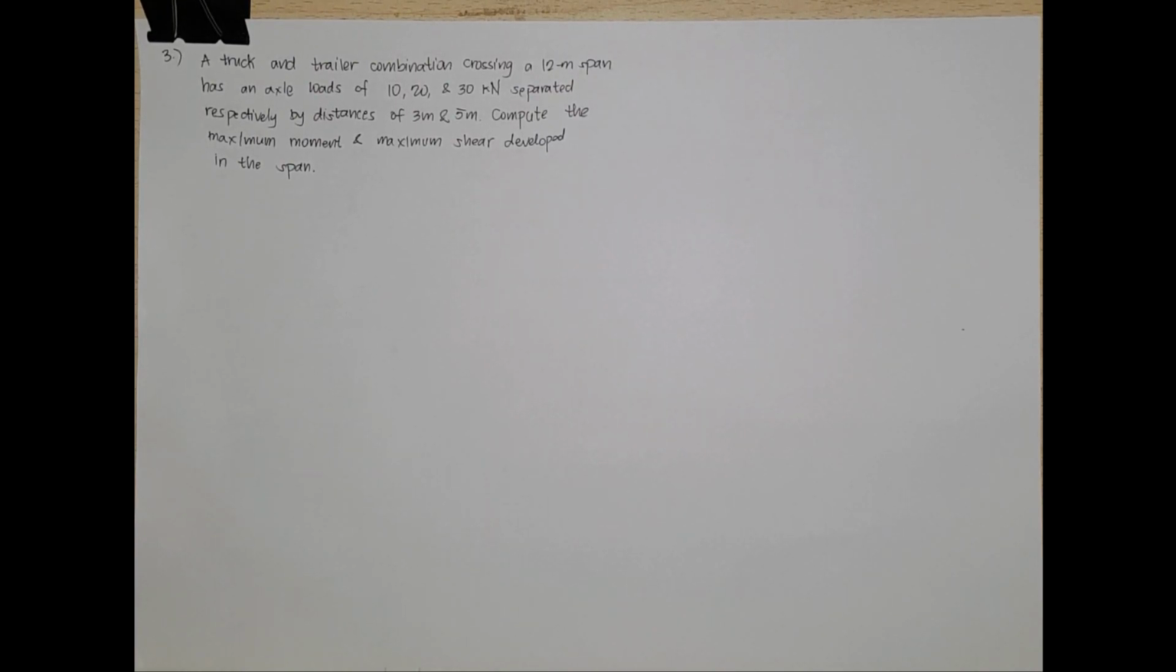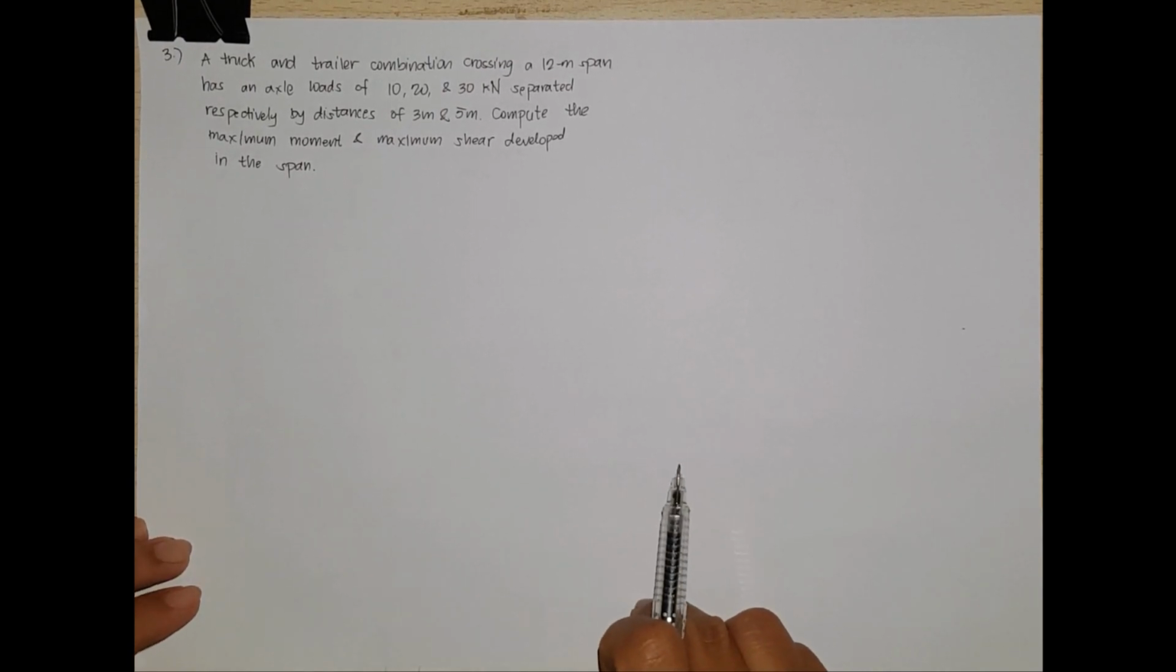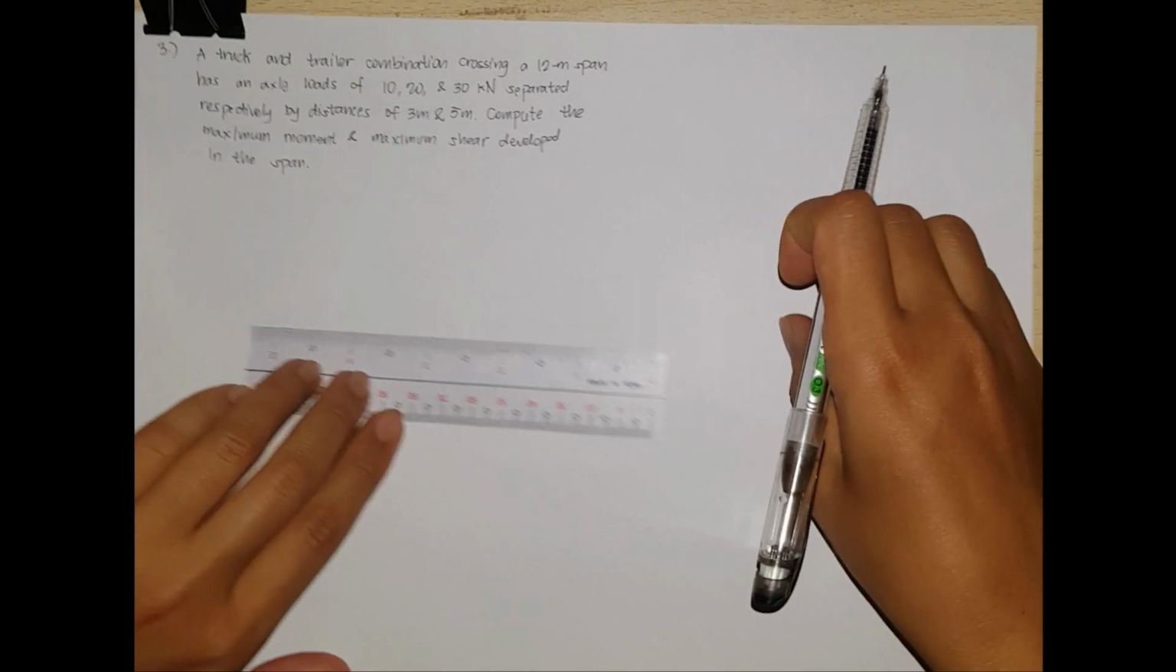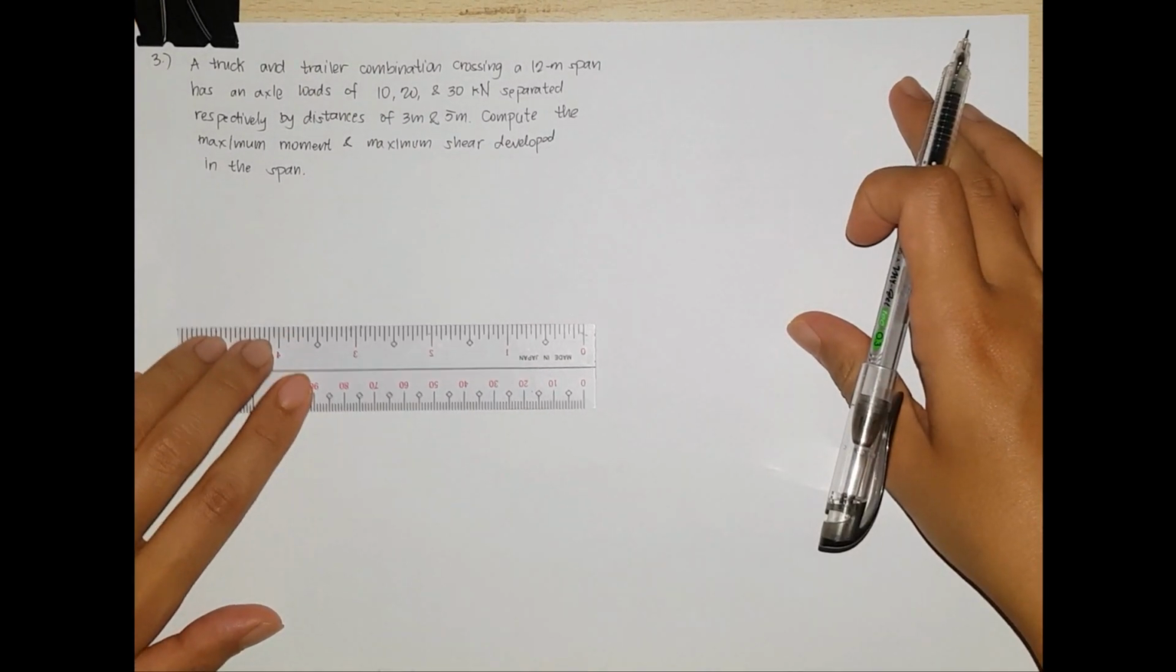So for our last example, a truck and trailer combination crossing a 12-meter span has axle loads of 10, 20, and 30 kilonewton separated respectively by distances of 3 meters and 5 meters. Compute the maximum moment and maximum shear developed in the span. Here, we have a train moving load.